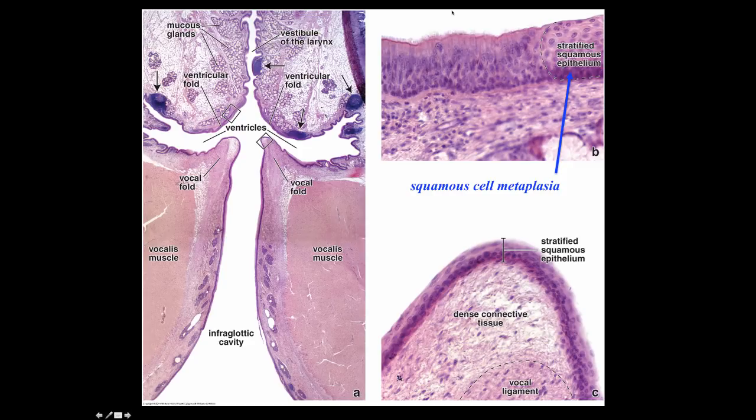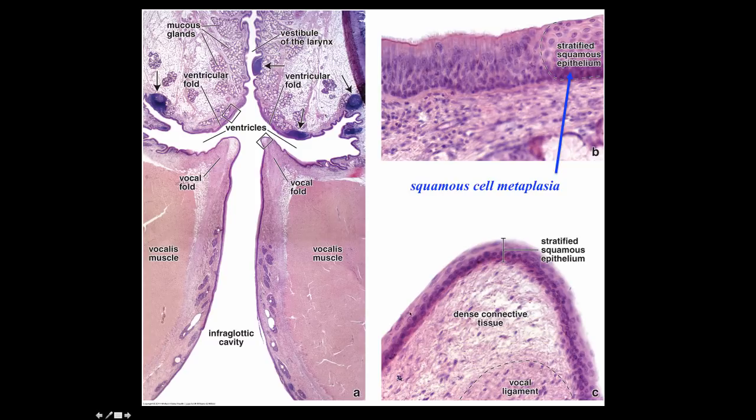This is a very nice image. This is a very low power image of areas of the larynx, and so you can see the area where there'd be the vocal folds or vocal cords. You can clearly see the vocalis muscle. These ventricular folds or false vocal folds are also shown.